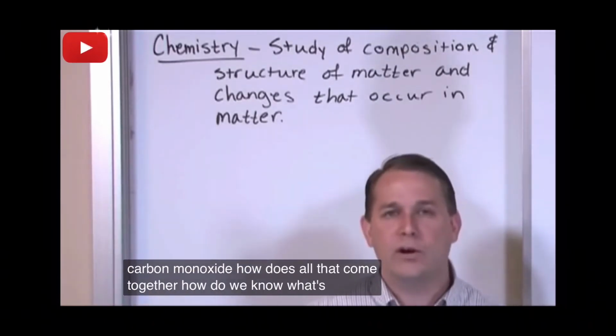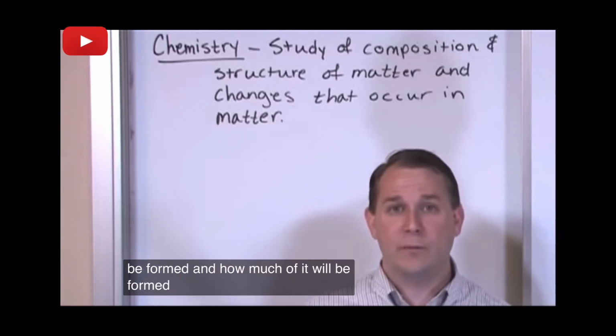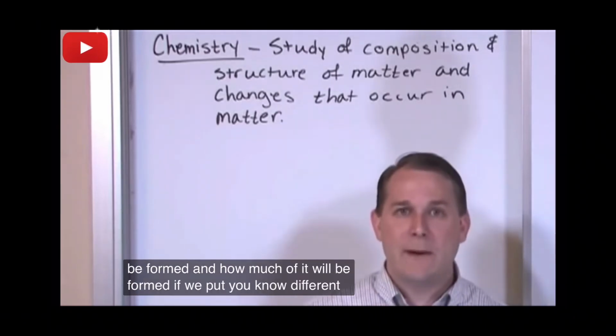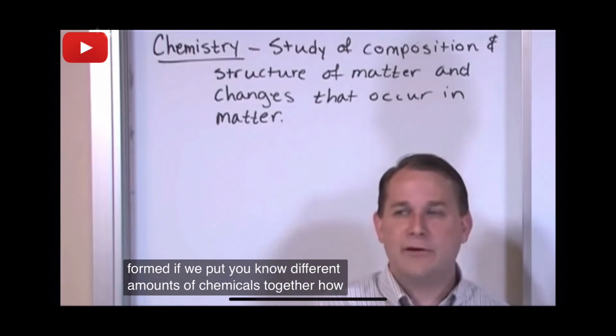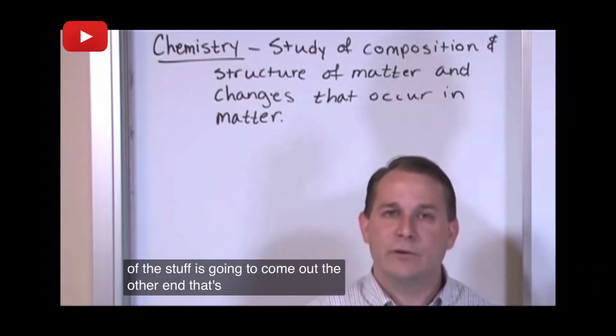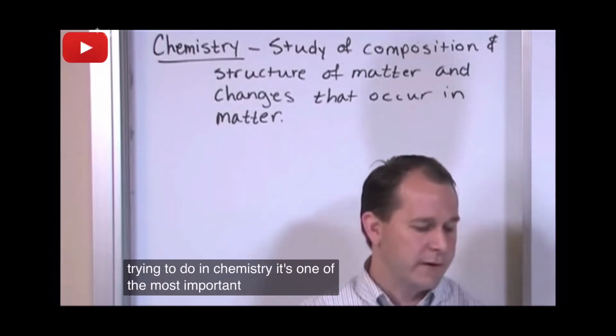How do we know what's going to be formed and how much of it will be formed if we put different amounts of chemicals together? How much of the stuff is going to come out the other end? That's really what we're trying to do in chemistry. It's one of the most important things.